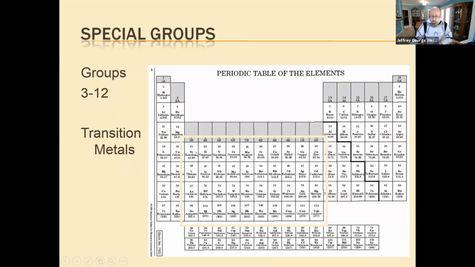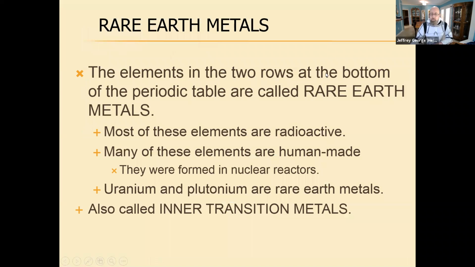Transition metals here in the middle, again, groups 3 through 12. And you can see why I call them the short columns. So 1 and 2 and 13 through 18 are the taller columns, and the transition metals are the shorter columns. Down at the bottom, those 2 rows that we talked about at the beginning that actually belong in the middle of the periodic table, those are called rare earth metals. Right? They're also called inner transition metals because they go in the middle of the transition metals as well.